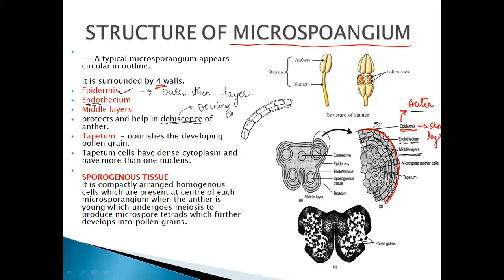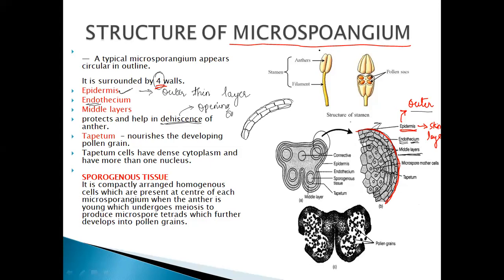So the middle layer protects and helps in the dehiscence of the anther, along with the epidermis and the endothelium. All these three layers protect and also help in the dehiscence, that is the opening. So until now, how many layers have we studied? We have studied 4 layers, and this is the structure of the microsporangium, students.